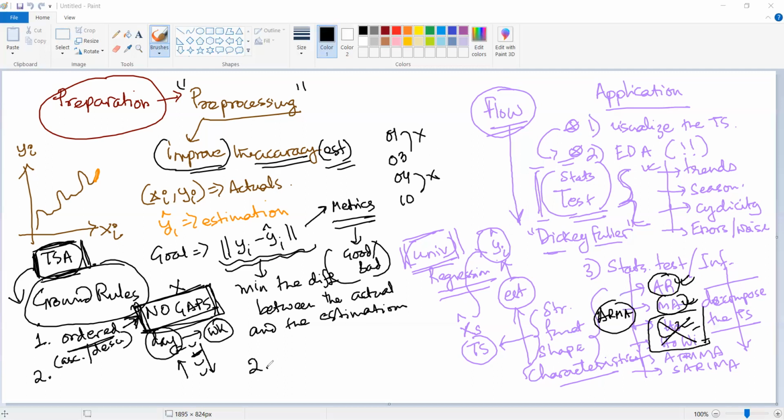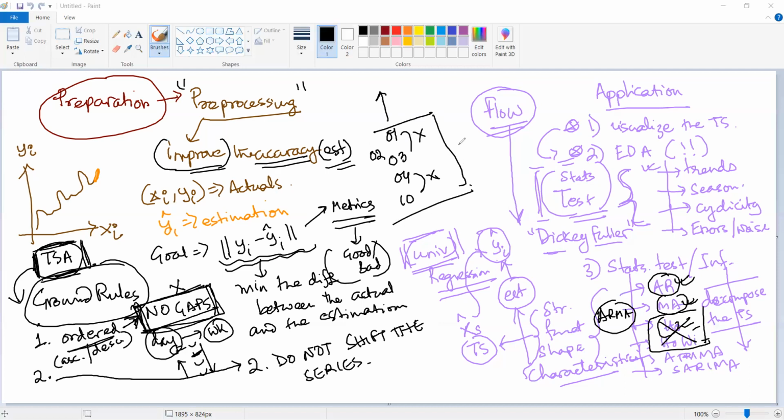The second rule which we need to maintain: under any circumstances, do not shift the series. Estimate the values, that is better, but do not shift the series. For example, let's say this data belongs to March 2021, and you are collecting this kind of data from January 2020, from the previous history.